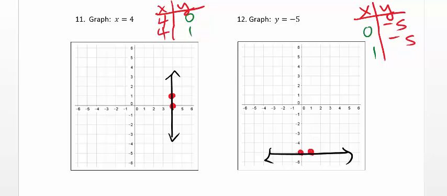In number 12, y is always equal to -5. x can be anything I want. If I pick 0 and 1 to help me plot those points, I plot 0, -5 and 1, -5. I see I have a horizontal line where y is always equal to -5.